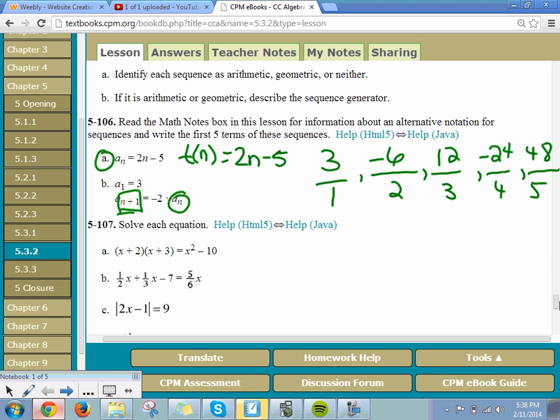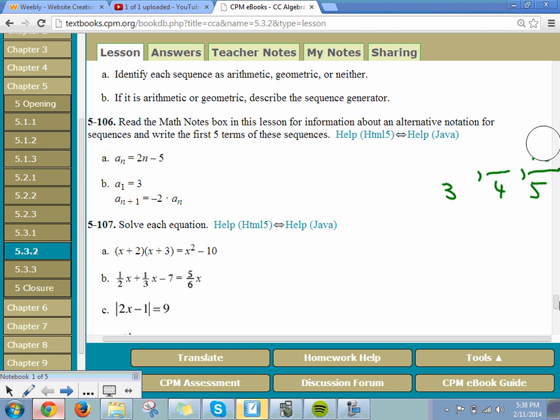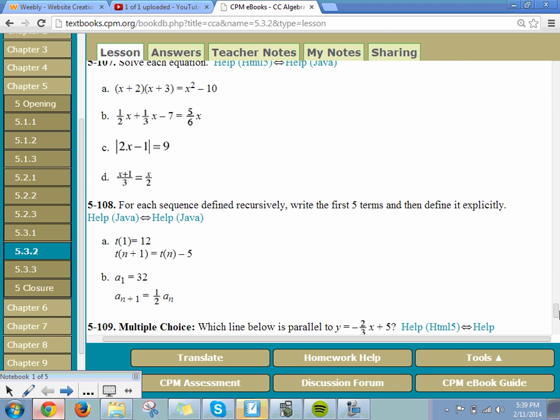negative 24, positive 48. So please know that this is nothing different than what we've been doing. It's still explicit and recursive, just with a little bit different notation for you. Just, I guess, to throw you off and confuse you, just to see another way that sequences are used, but with a different type of notation.